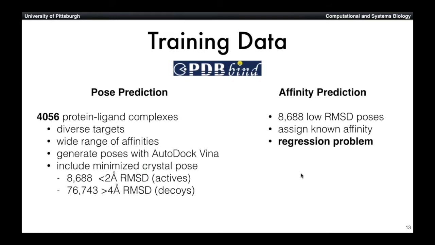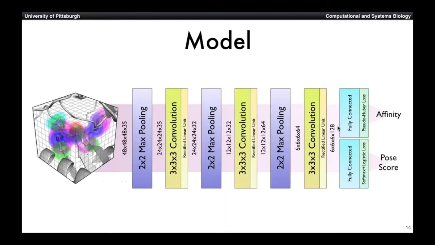We're using the refined set for the models I'm showing here, so about 4,000 complexes. Importantly, we're using docked poses, right? We don't want to learn a model that distinguishes between a crystal pose and a docked pose. We want to learn something that distinguishes between low RMSD docked poses and high RMSD poses, because that's what we want to evaluate. And for affinity prediction, we can just use those poses and use the assigned affinity and predict that in a regression.